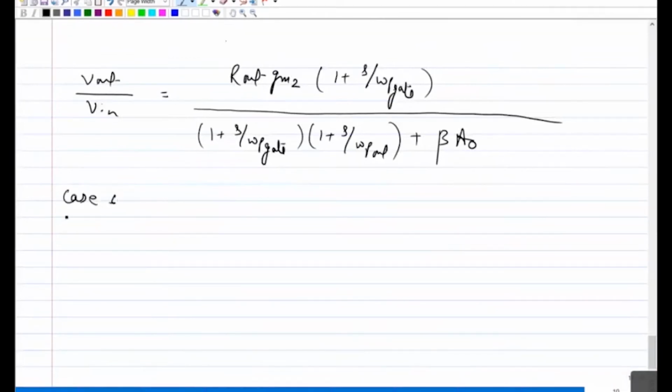Correct. So now take case 1. Again, we cannot do the Bode plot for this, so we have to make the approximation that we are looking inside the UGB. Since inside the UGB you have only one pole, we'll do it one by one. When omega P gate is dominant and when omega P out is dominant, what would happen to your PSRR curve? So omega P gate is dominant.